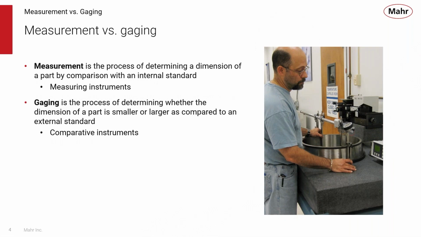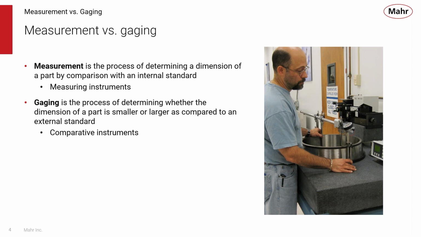First thing we need to think about when we're talking about what is a comparator versus what is an indicator is that there's a major difference between measurement and gauging. Measurement is the process of determining the dimension of a part by comparison with an internal standard. Those are usually done by measuring instruments, whereas gauging is the process of determining whether the dimension of a part is smaller or larger compared to an external standard.